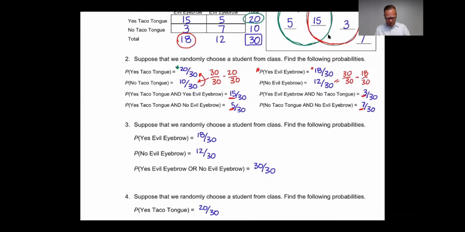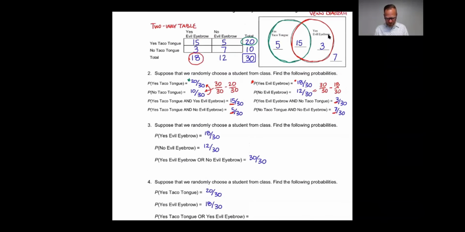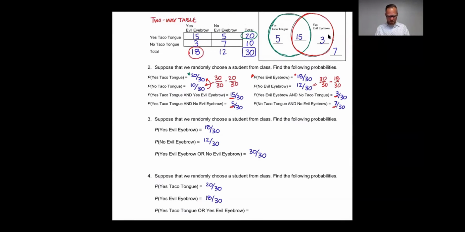Okay, let's move to question number 3. It says, suppose that we want to randomly choose a student from class, find the following probabilities. Well, we've actually already found these first 2, right? We know yes, evil eyebrow, and no evil eyebrow. We've already done that here at 18 out of 30 and 12 out of 30. So for the next question, the probability yes, evil eyebrow, or no evil eyebrow, well, that should be everybody, right? 30 out of 30, because you're either yes, evil eyebrow, or you're no evil eyebrow.